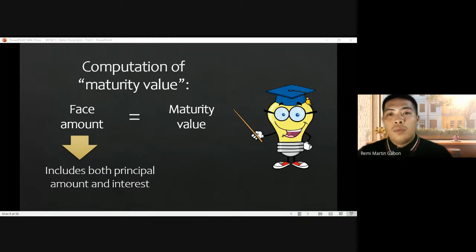With that regard, we can say that the face amount is already the maturity value of the non-interest bearing promissory note. Okay? Are you following? Kindly raise hand.